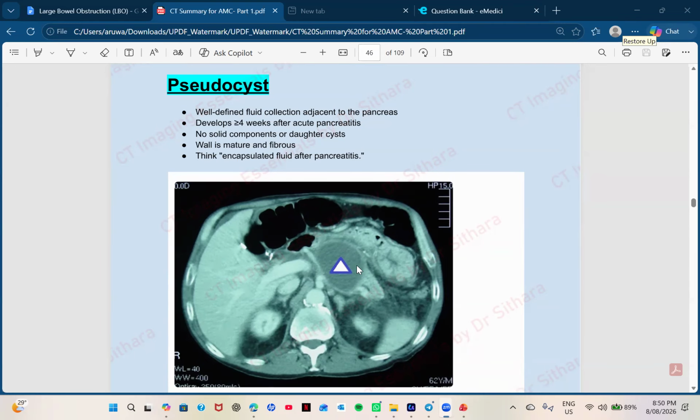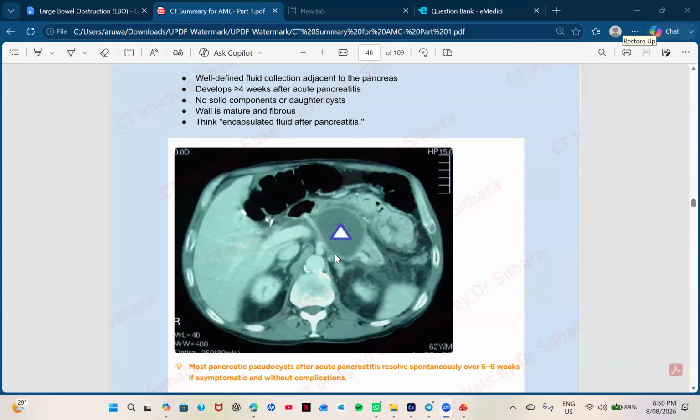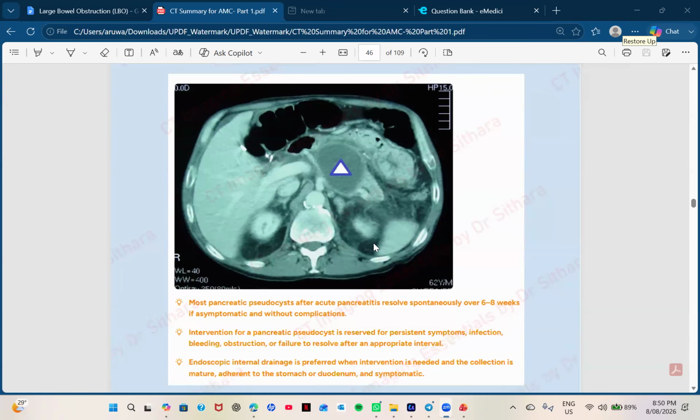Fluid area. Can you see here? This is a pseudocyst. It's like a football, right? It's like a football here. This is the picture given. Most pancreatic pseudocysts from acute pancreatitis resolve spontaneously over 6 to 8 weeks.